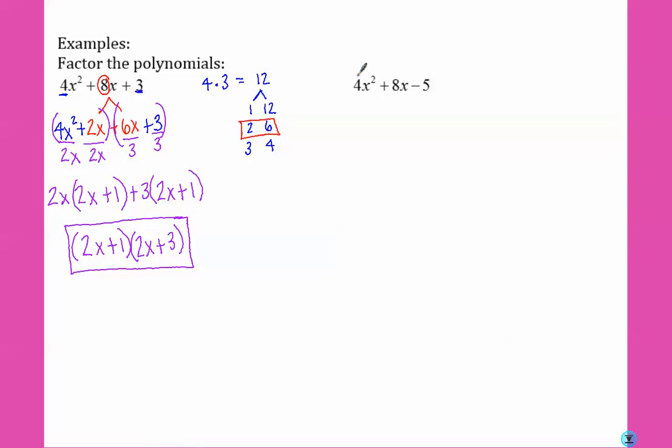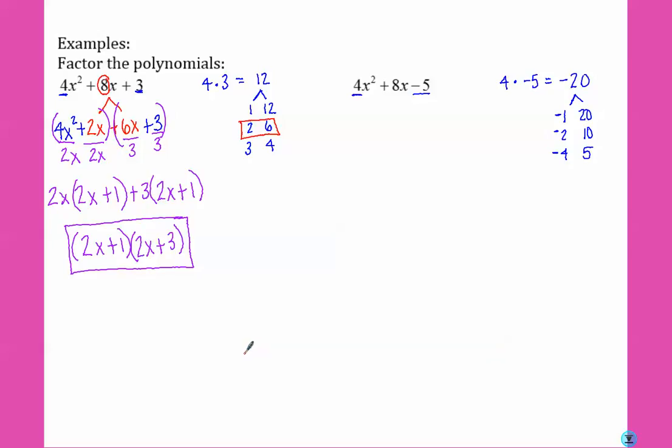So let's try another one. I'm going to multiply my a and c. So 4 times negative 5. That gives me negative 20. So the numbers that multiply to give me 20 would be 1 and 20, 2 and 10, or 4 and 5. Since they multiplied to a negative, I know that one of the numbers in each pair has to be negative. Since my b term is positive, I know the smaller number is going to be the negative here. So it's either negative 1, negative 2, or negative 4.